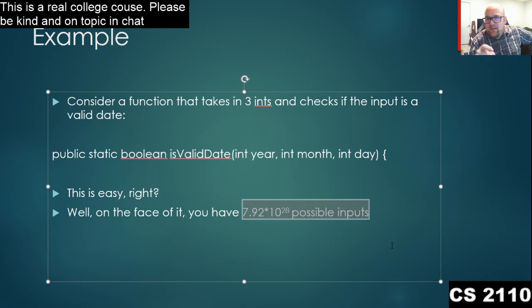For example, in chat, type it if you know it. What is George Washington's birthday? Simple question, right? You can just look it up. What is George Washington's birthday?